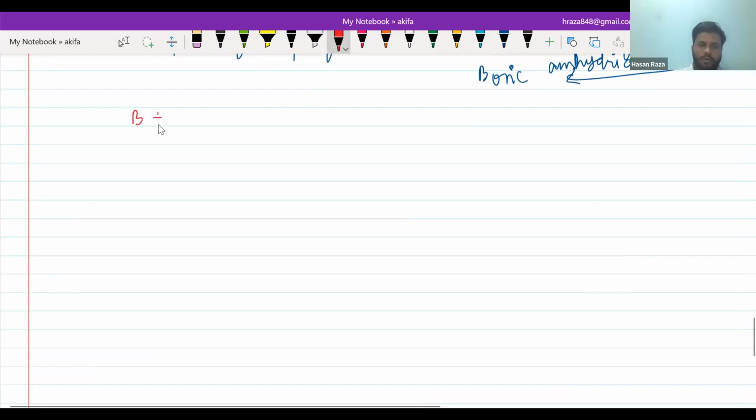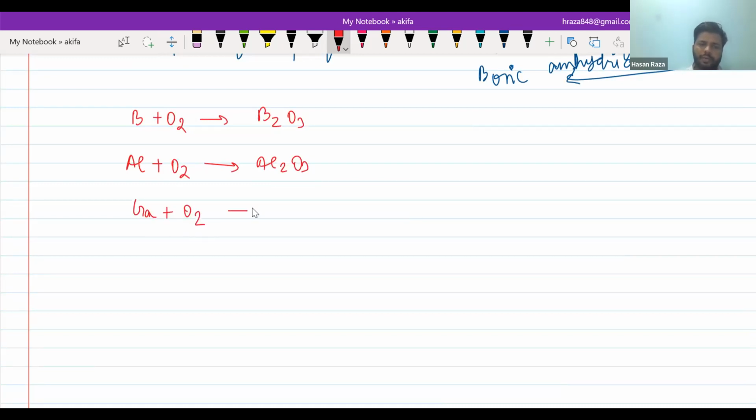So if boron reacts with oxygen, it will be B2O3. Just write with me. If aluminum reacts with oxygen, it will be Al2O3, and Ga plus O2 will be Ga2O3. Indium will be In2O3, and then thallium will be Tl2O.